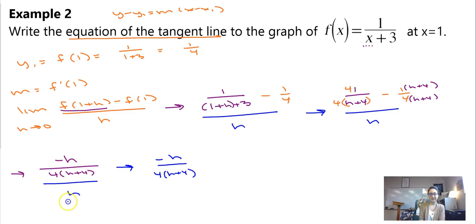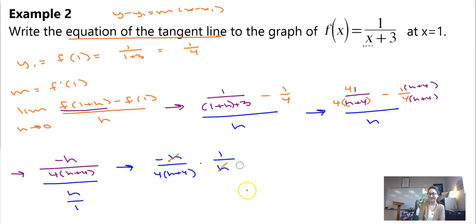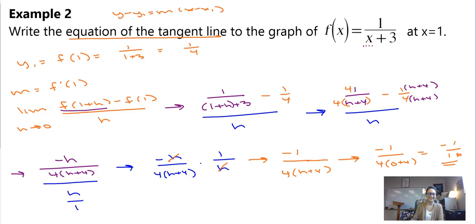Then I'm dividing by h, which is h over 1. But dividing by h over 1 is the same as multiplying by its reciprocal 1 over h. H divided by h is 1. Those go away. So don't lose your placeholder of negative 1 in the numerator over 4 times the quantity h plus 4. And then my last step is going to be to apply that limit as h approaches 0. So when I do that, I get negative 1 over 4 times 0 plus 4, which gives me a 16 in the denominator. So let's try it.